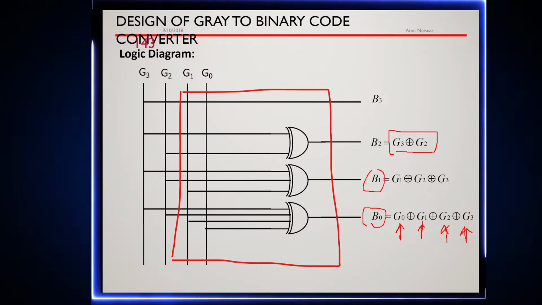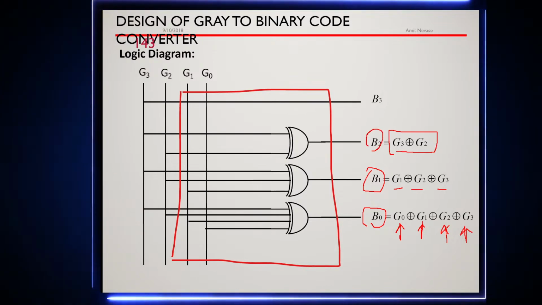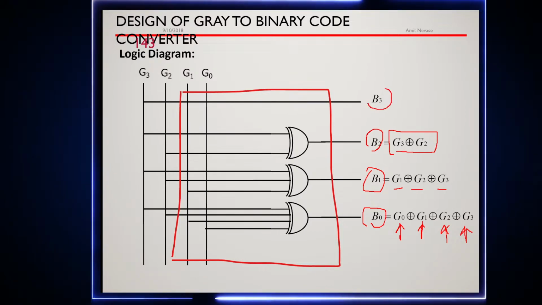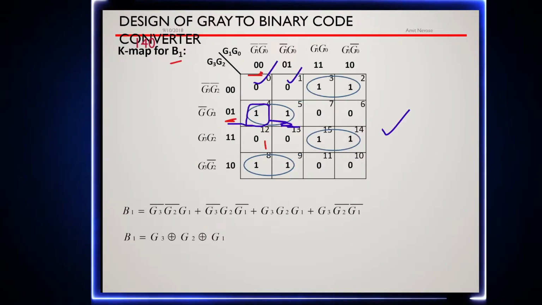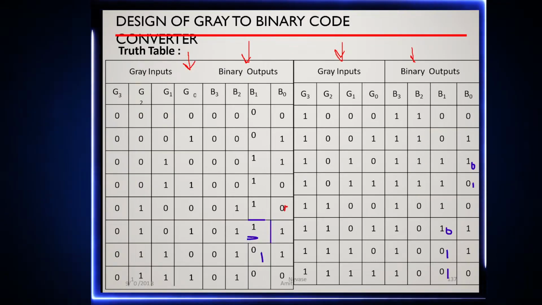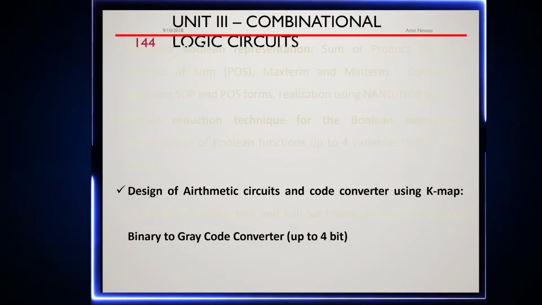Similarly, B1 would be G1 XOR G2 XOR G3, right? And B2 will be XORing of G3 and G2, and B3 will be equivalent to the same given gray code. We won't XOR anything. Okay, so this is the simple logic diagram that we have derived from the given truth table over here, right? So this was about the gray to binary code converter.